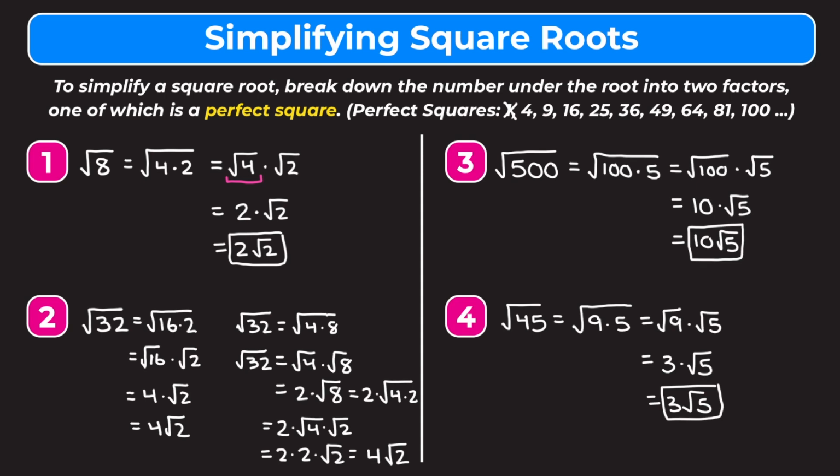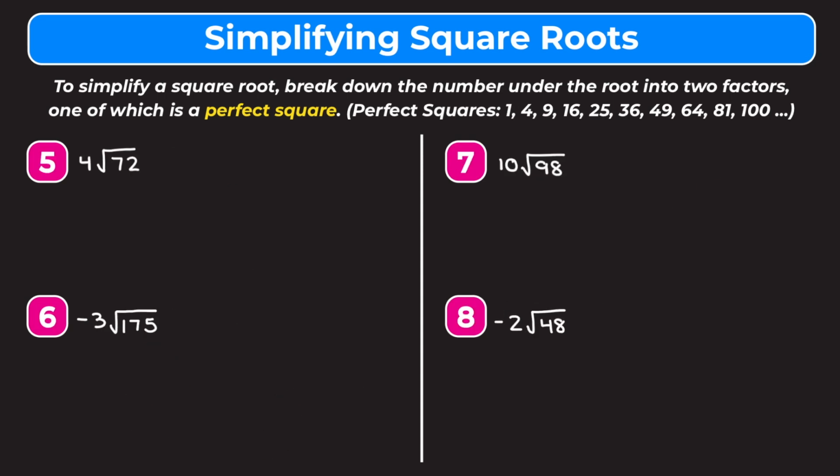So now we're going to take a look at some examples where we have a number in front of our root. So if we look at example 5, we have 4 times the square root of 72. So this time we have a number being multiplied by our root, but we're still going to use the same method that we were using before. So we're going to keep this 4 on the outside, and we need to think of 2 factors of 72, one of which is a perfect square. So I'm going to do 36 and 2 because I like to do the biggest perfect square that I can. You could also do 9 and 8.